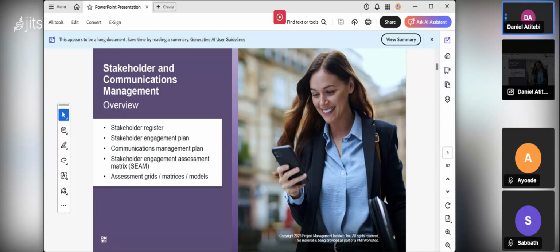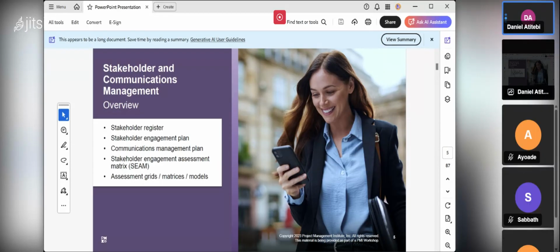So inside the communication management plan, you ask yourself, okay, who are the key stakeholders I will be communicating with? What type of information will I be communicating with them? Who's supposed to receive communication? Who is not supposed to receive communication? When should I communicate? How often will I communicate? And if I want to communicate, you need to engage with them to know their communication preferences.